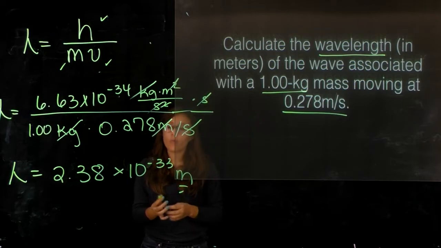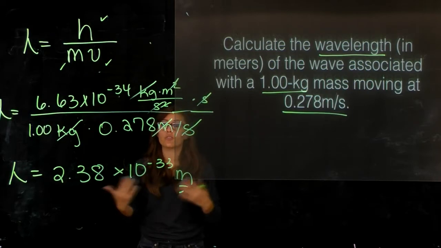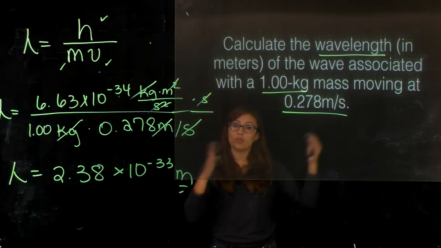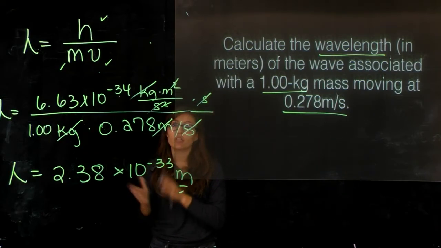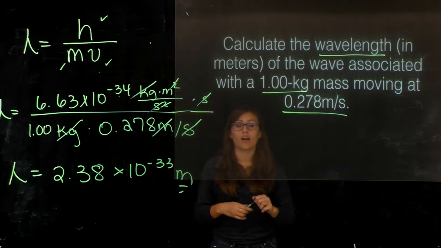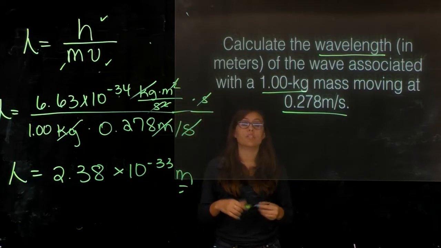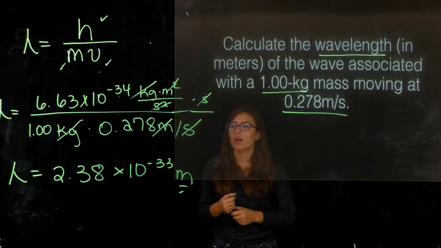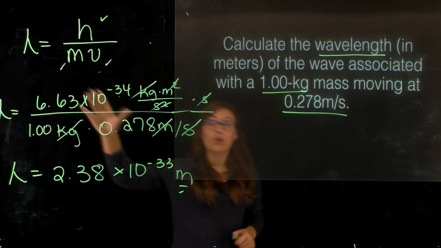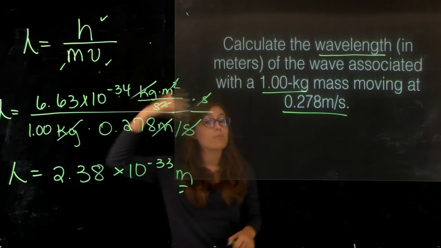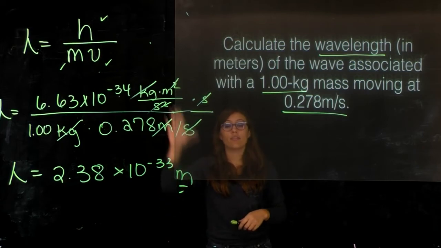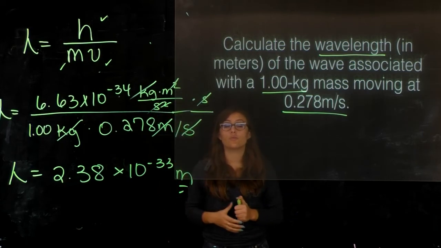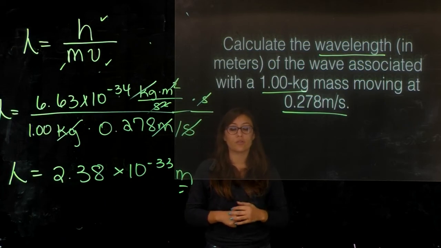So it's very important to note what kind of equations you're using for each of these problems. If you're looking at a moving object, you want to make sure you're using the equation that relates to a moving object in order to determine its wavelength. When you are looking for the wavelength of a moving object, remember you're looking at the particle-like properties of that mass, and you're going to use the de Broglie equation in order to determine it.